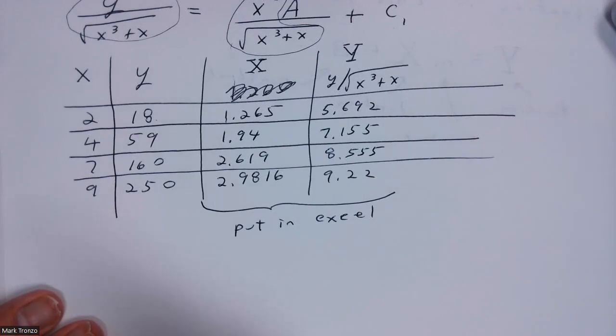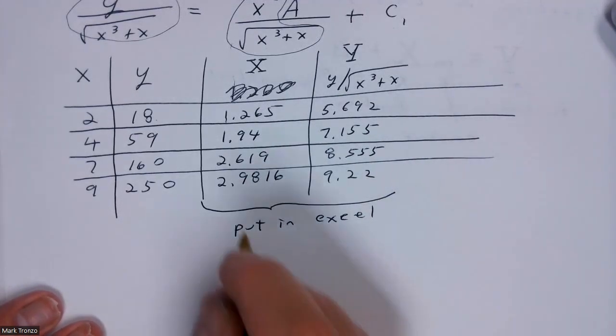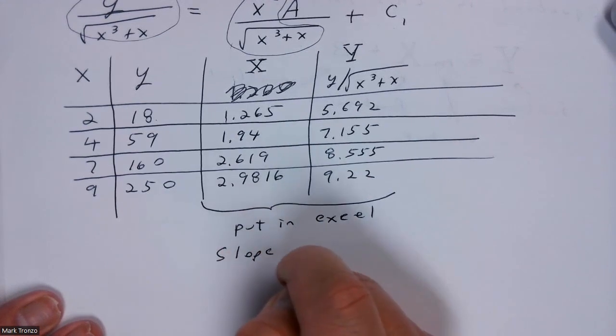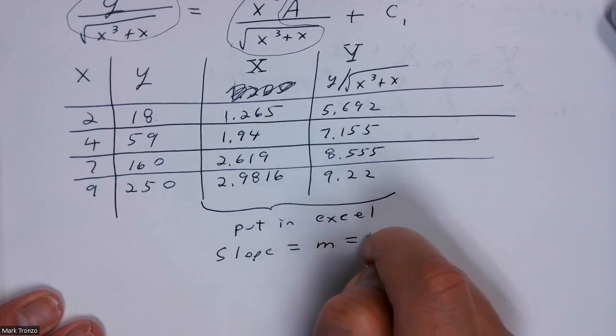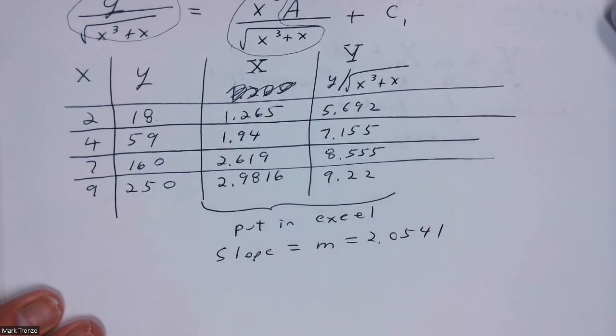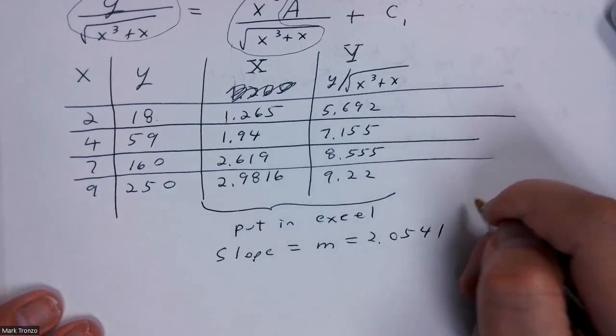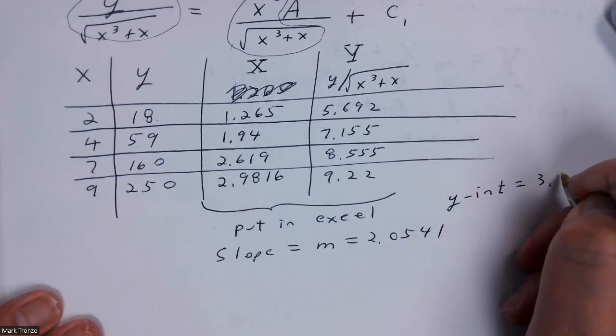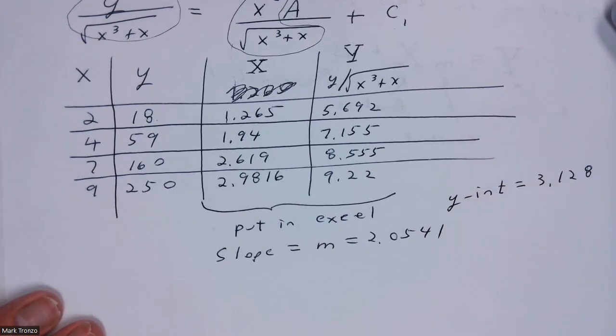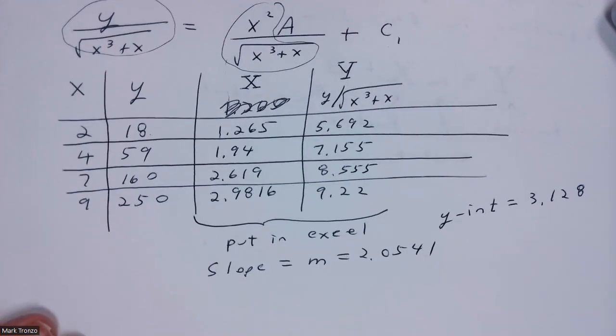And when you do that, you'll end up with a slope, say your M value is 2.0541. And your Y-intercept, I'll put it over here, is 3.128, like that. And so again, go back and put these into our big equation.